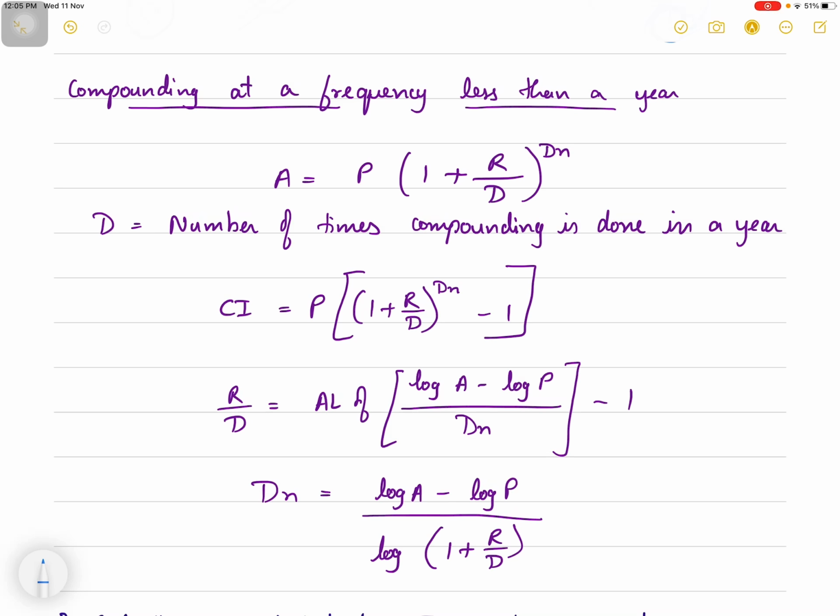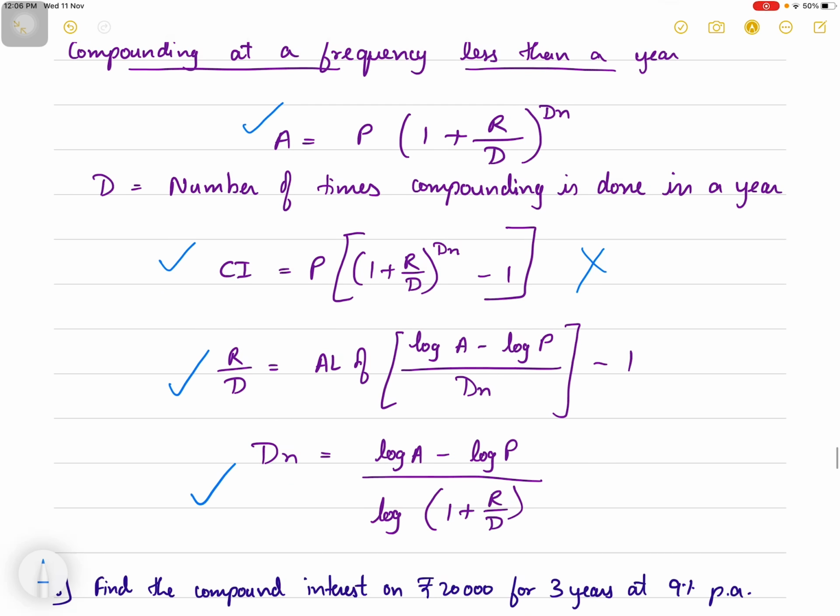Compounding at a frequency less than a year, the formula is A is equal to P into (1 plus R by D) raised to Dn, where D is equal to the number of times compounding is done in a year. In that case, the formula for compound interest will be P into... you just take down this formula. It is not required actually. When you know A, you can just do A minus P and find out compound interest. So I don't use this formula often. You don't need this formula, but you need this and this.